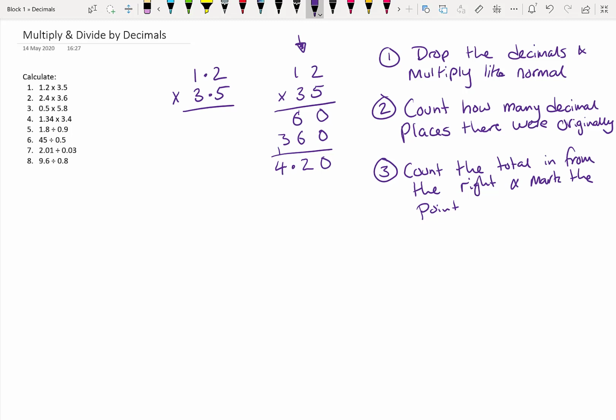And so my answer to that one is 4.2. We can just leave it as 4.2. We don't need to write it as 4.20. That 0 doesn't add anything for us there. So that is my first example.